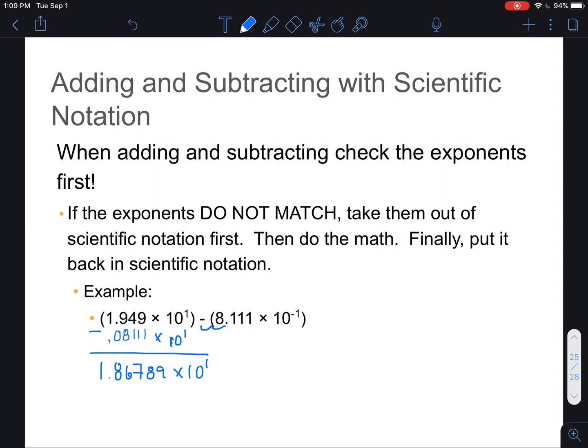But we have to follow the same rules as we have been with sig figs. So the cutoff will be 3 spots behind the decimal. The 0.08111 does not line up perfectly. That rounds up. We have 1.868 times 10 to the first. All right, so make sure those exponents match, or again, you can always take numbers out of scientific notation and then perform the math.